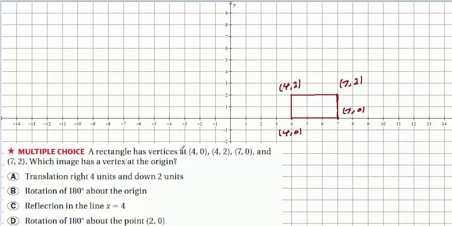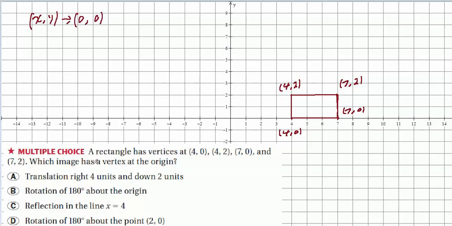Now in this one we're given the vertices of a rectangle, and they want to know which one of these translations will place one of these points at the origin. That's what these are. These are the vertices here. So one of these points is going to end up at the point 0, 0. Put it another way, one of these points, we don't know which one, we'll just say x, y, is going to go to 0, 0. But we don't know which transformation will do that yet.